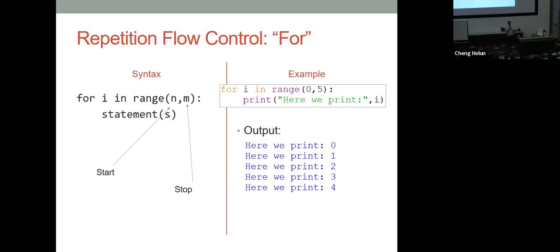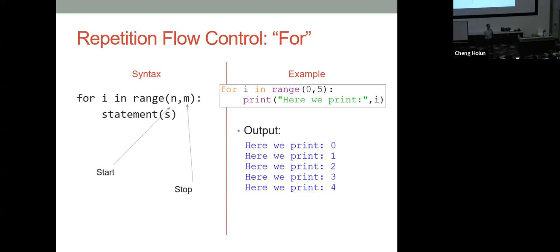But wait a minute, why don't I stop at 5? I thought I said range 0 to 5. Why don't I stop at 5? Remember the string slicing last time? It's the same rule. String slicing from 0:2, right? I will say from 0 to 2, but excluding 2. So this is the same. Now I'm saying from 0 to 5, but excluding 5. So that's why it's 0, 1, 2, 3, 4, stop.